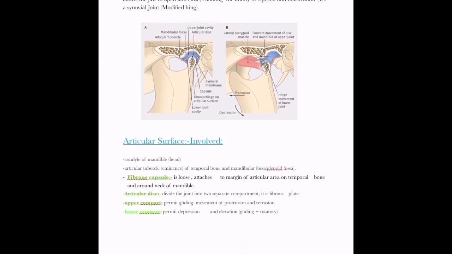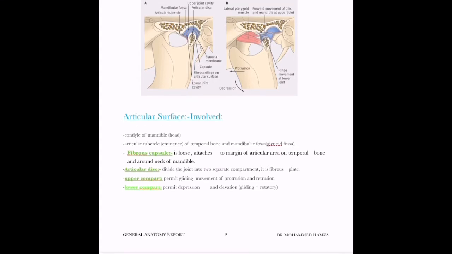First of all, introduction. The temporomandibular joint is the joint that connects the mandible to the skull. The joint can be found on both sides of the head in front of the ears. It allows the jaw to open and close, enabling speech and mastication. It is a synovial joint.